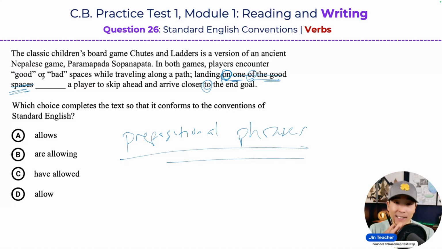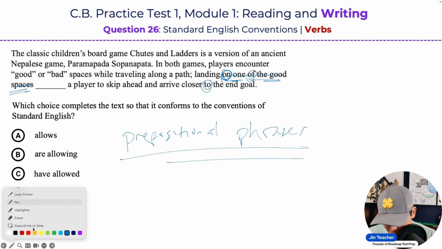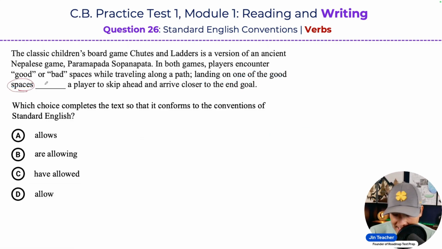Okay, so why is this important to identify? It's important because the simple subject is never going to be found inside of prepositional phrases. So here, what that means is "spaces" cannot be your subject. Spaces is not your subject in the sentence. And this is where the SAT makes this question trickier. A lot of students will get this question wrong because they incorrectly assume that the subject in the sentence is spaces. And spaces, everybody knows, is plural. So these people think, okay, well, spaces is a plural subject, so I have to use a plural verb.